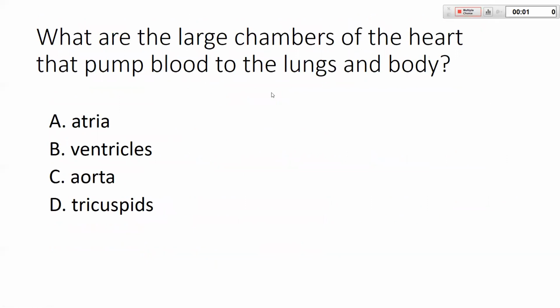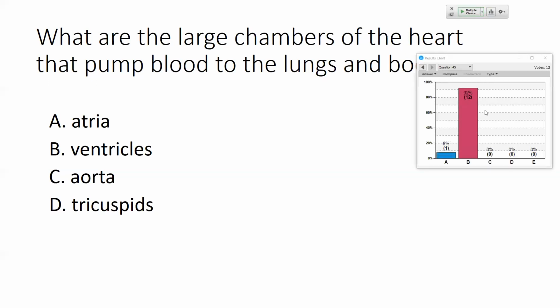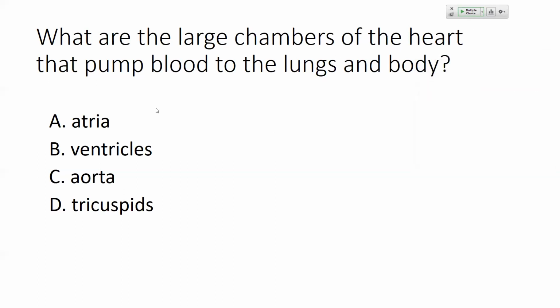All right, let's look at one more. Pretty straightforward. So the large chambers of the heart that pump blood are going to be the ventricles, right? So the ventricles are pumping, the atria are receiving, right? So that's the correct answer.